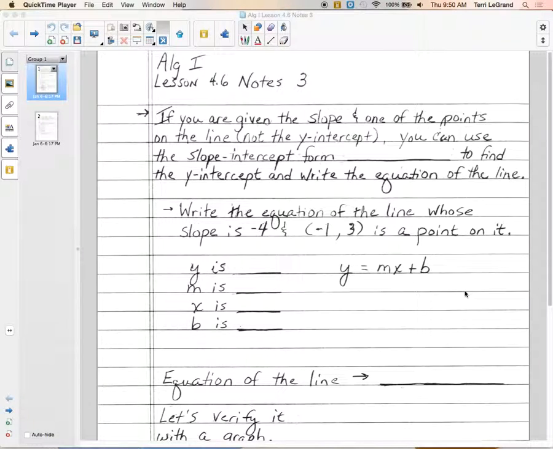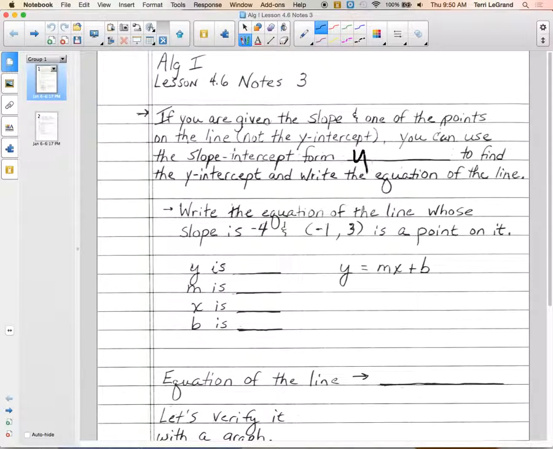If you are given the slope and one of the points on the line that's not the y-intercept, you can still use that slope-intercept form, y equals mx plus b. So we're going to use it two different ways. We're going to write the equation in the end in slope-intercept form, but we're also going to use slope-intercept form to help us find the y-intercept.